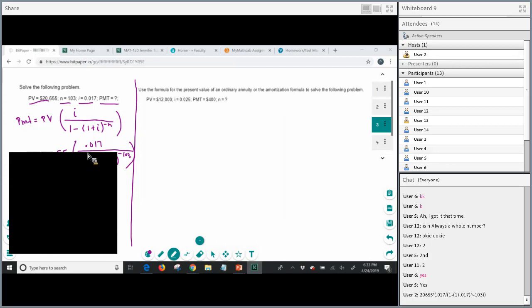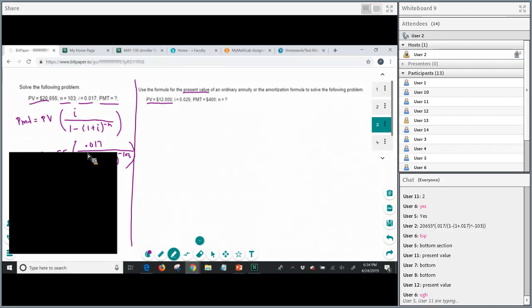So this one over here, I'm going to see if you guys can just read it and tell me which formula we need from the formula sheet. So it says use the formula for the present value of an ordinary annuity or the amortization formula to solve the following problem. And they gave us present value, they gave us I, they gave us the payment, and they did not give us N. So first of all, on the formula sheet, should we be in the top section for future value or the bottom section for present value? We're going to be in the bottom for present value because they said right here, use the formula for present value, and they also gave us the present value.